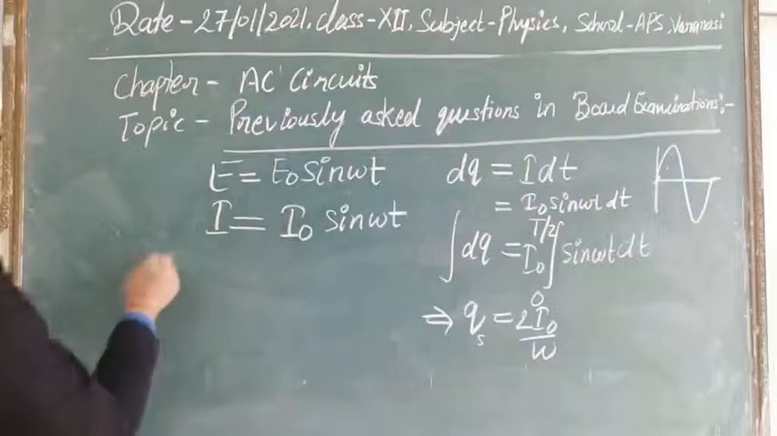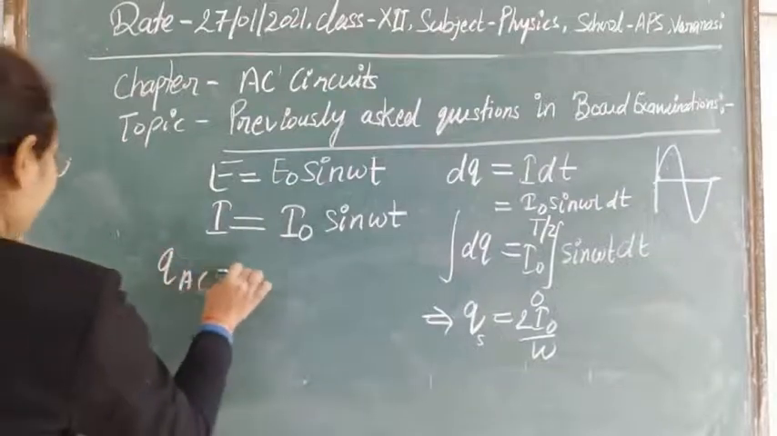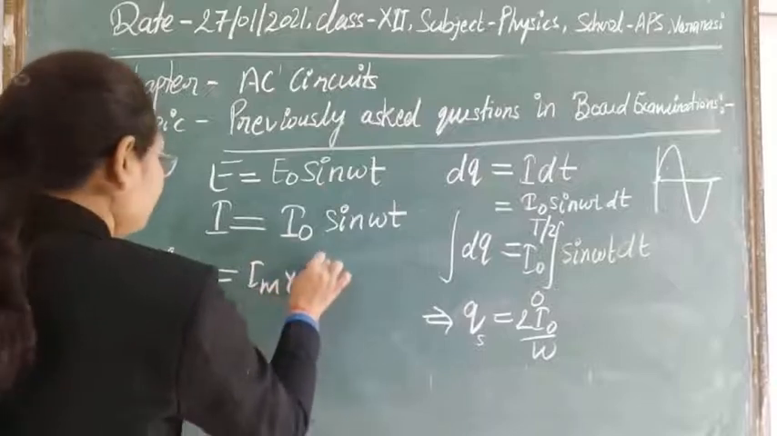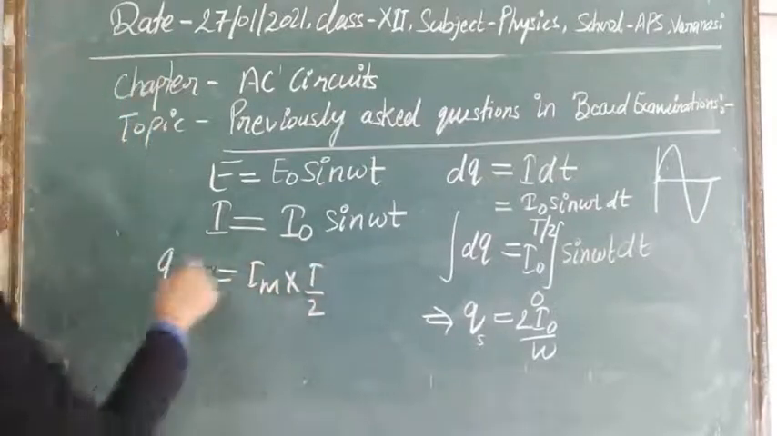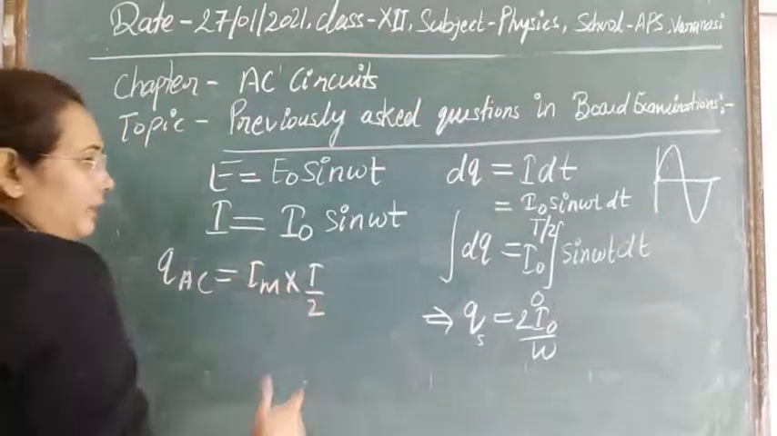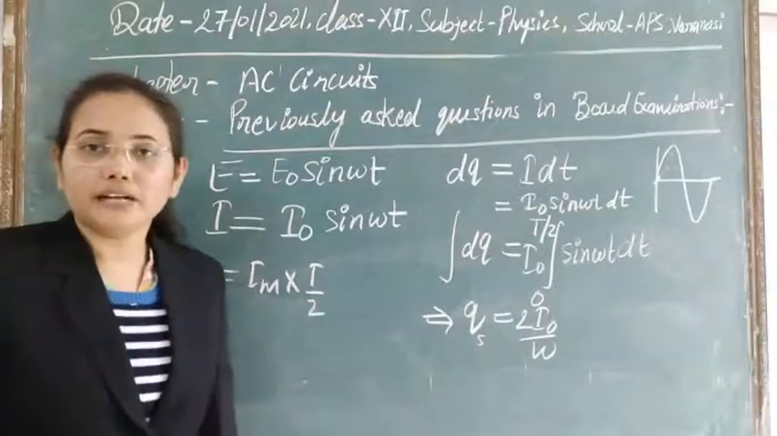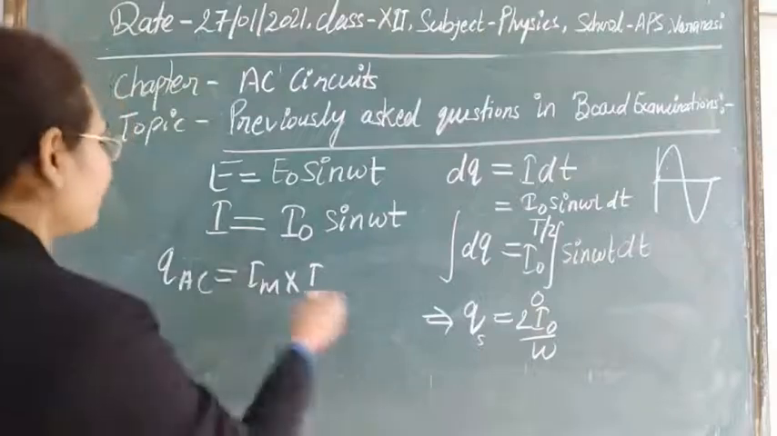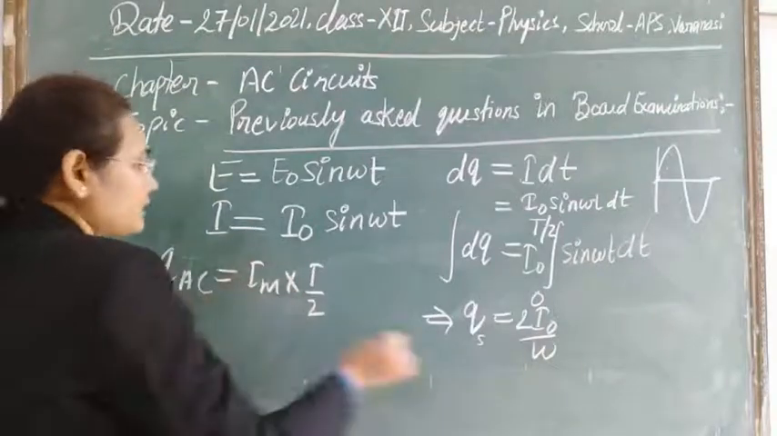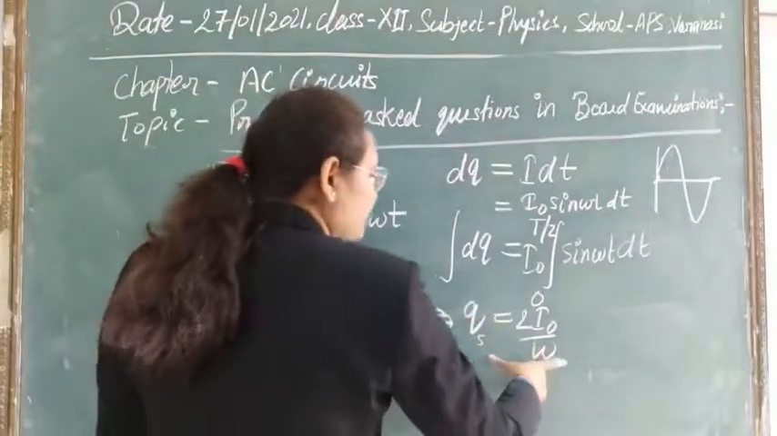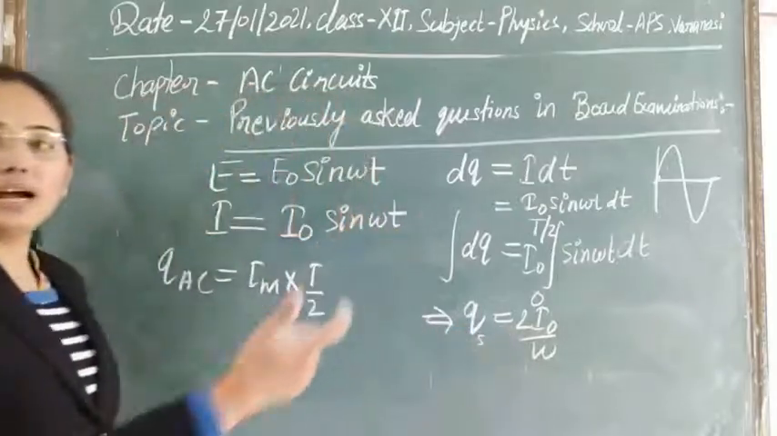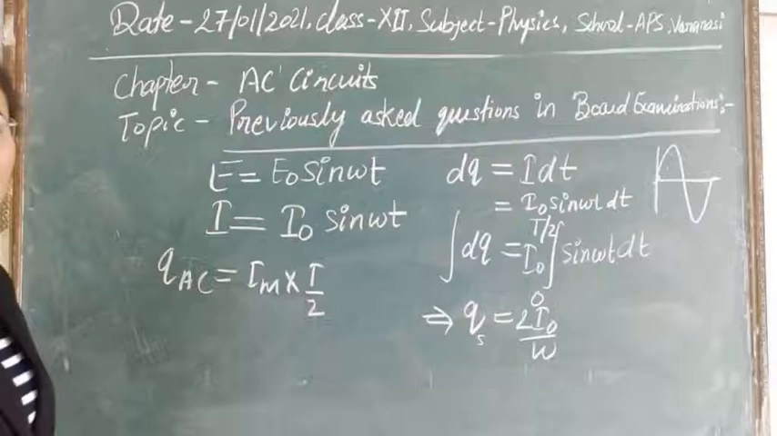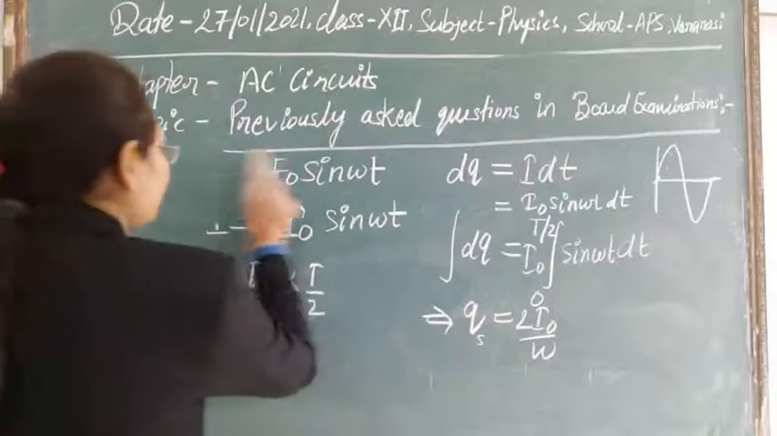So we can calculate Q AC, that is equal to Im into T by 2. Obviously, current into time. Over the half cycle we are talking about, the time taken is T by 2. This is also the charge sent over the half cycle, which we have calculated before. It means that both of the values are the same. So just compare them.